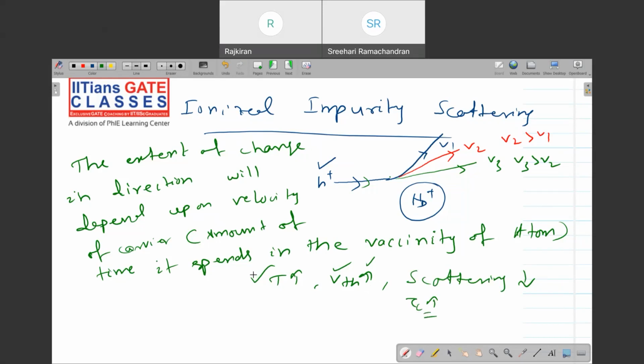Tau is nothing but the collision time, and collision time is a measure of the scattering. This collision time is not between two particles; it is the collision time between the ionized impurity and the carrier. This is tau CI, the collision time due to impurity. Only impurity I am considering. The more the velocity, the less it will scatter, and scattering less means the collision time will be more.